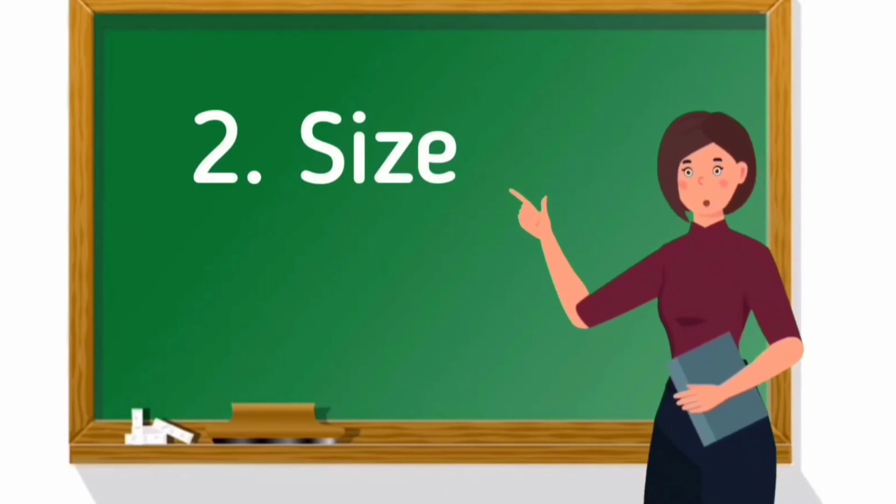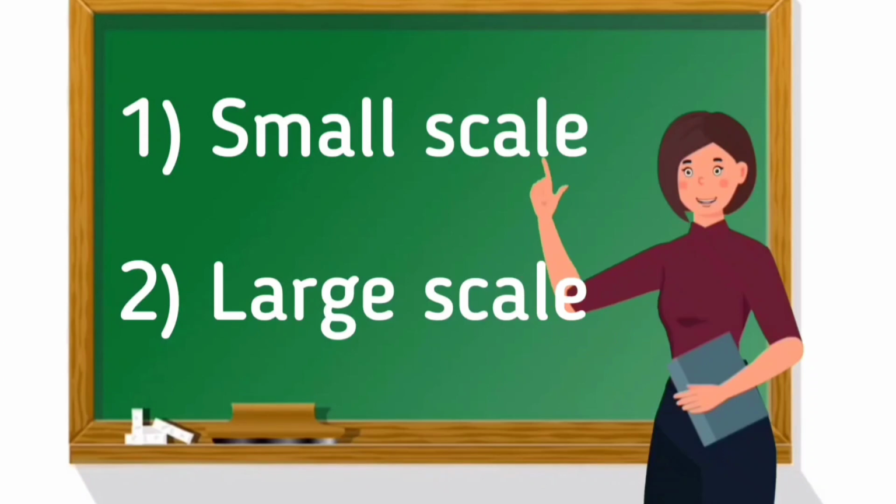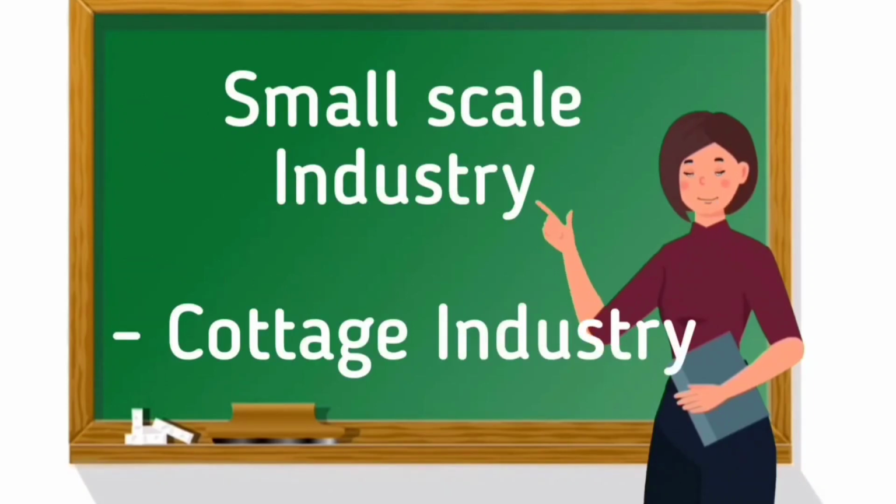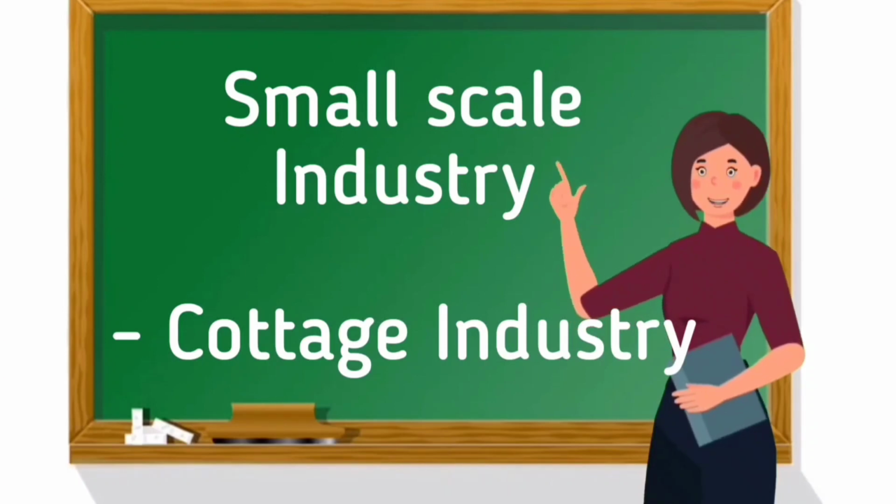Now size. Size refers to the amount of capital invested, the number of people employed and the volume of production. Based on size, industries can be classified into small scale and large scale industries. Small scale means it happens at a small level, and large means it will be large scale industries, right? Cottage or household industries are a type of small scale industry where the products are manufactured by hand by artisans. Basket weaving and other handicrafts are examples of cottage industry.